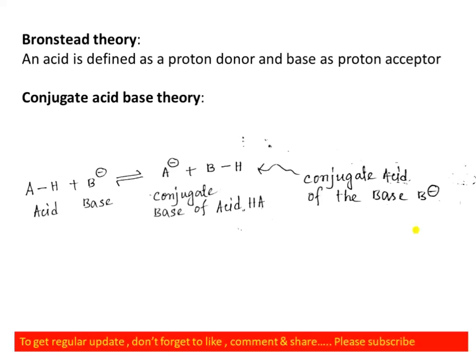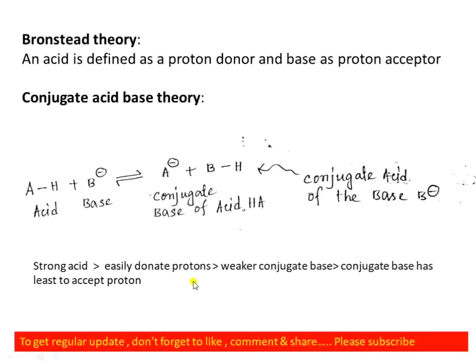Again, the base B- on the left hand side, which has an unshared pair of electrons or negative charge, accepts the proton, that is H plus ion, from acid HA and becomes BH plus. That means it now has the capability of donating an H plus ion. So this is termed the conjugate acid, and this is the conjugate acid of the base B-.